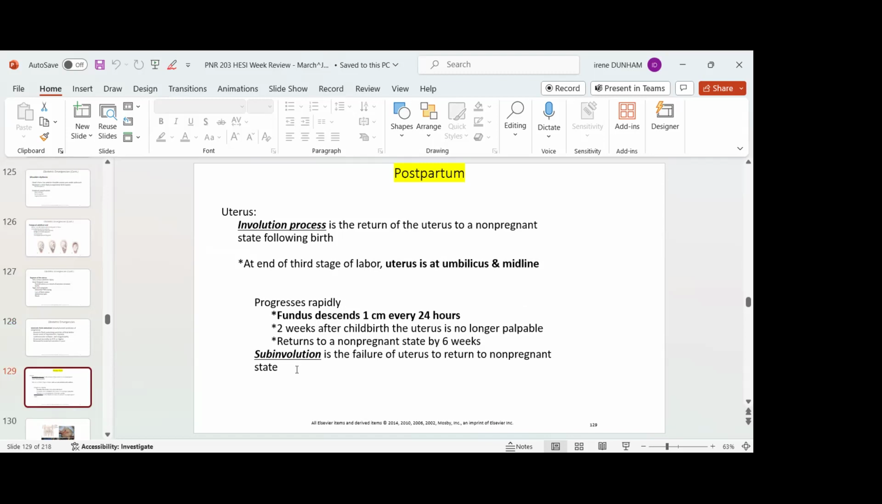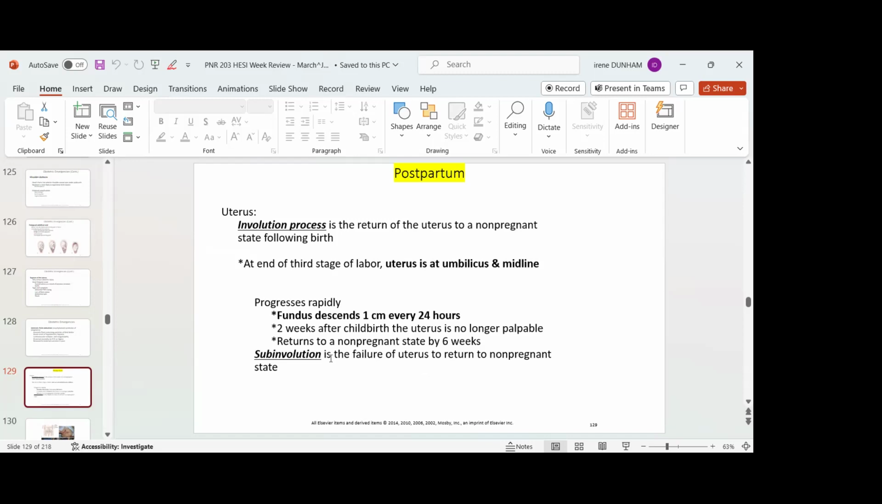Now, you may have subinvolution, where subinvolution just means it's the failure of the uterus to return to non-pregnant state. So this could be because she went home and maybe she got some placenta fragments still in there, and so the uterus is not going back down like it should. Then she needs to come to the hospital.